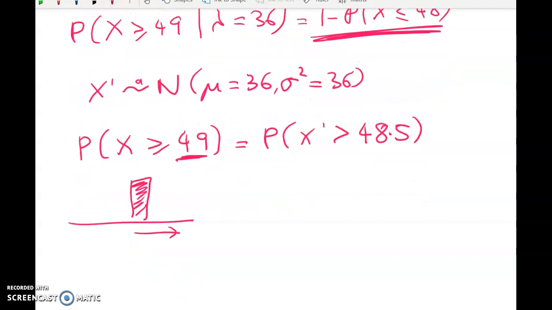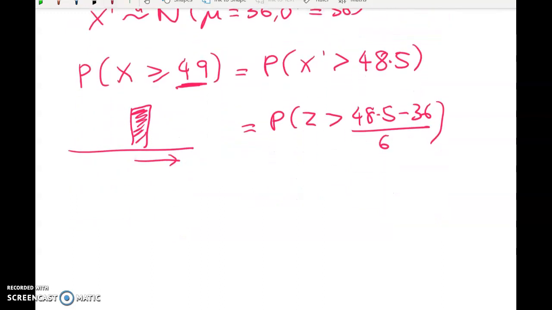All we have to do now is standardize. So we get the probability that Z is greater than 48.5 minus the mean divided by the standard deviation, which is 6, not 36. A couple of you made that mistake. Please don't make that mistake next time you do this question. And that gives me the probability that Z is greater than 2.0833.